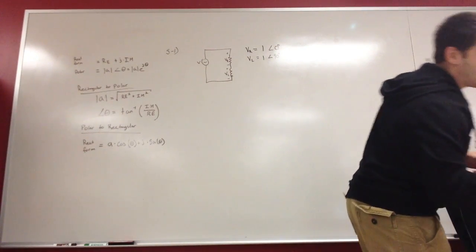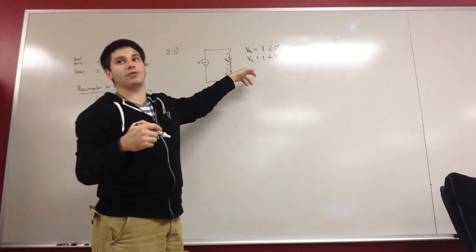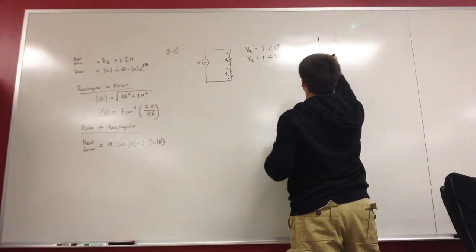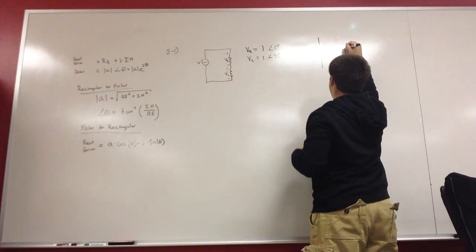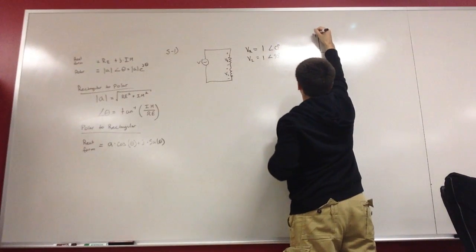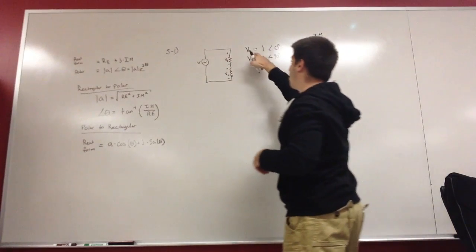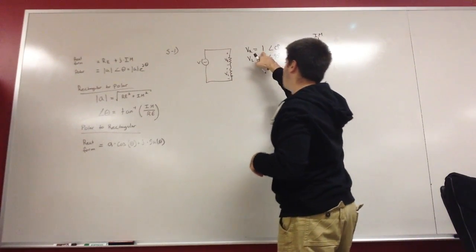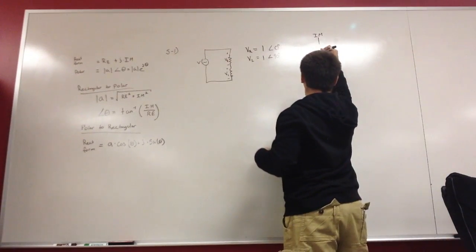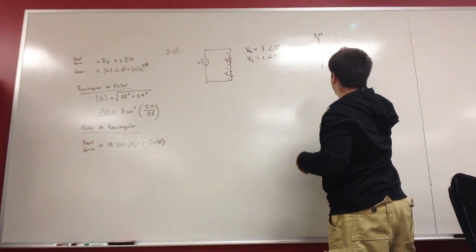So the first question asks to write VR and VL into rectangular form. One of the first things we want to do is draw up our real and imaginary axis. Our x-axis is going to be the real axis, and the y is going to be the imaginary axis. Looking at VR, we have a value 1 at a 0 degree angle. So it's just going to be a horizontal with length of 1. So it's strictly real component right here, and this is V sub r.